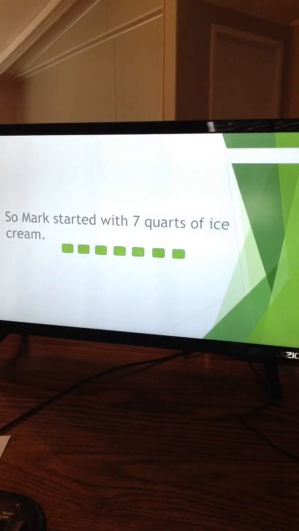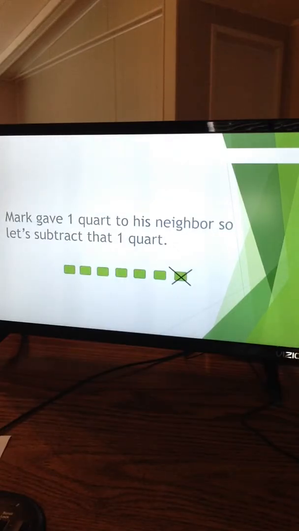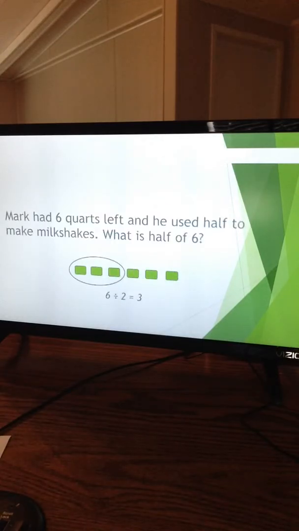So Mark started with 7 quarts of ice cream, but he gave 1 quart to his neighbor, so let's subtract that 1 quart. 7 minus 1 is 6. Mark had 6 quarts left, and he used half to make milkshakes. So what's half of 6? So we just want to divide 6 by 2, and you can see by the model we can circle or isolate those 3. 6 divided by 2 is 3.